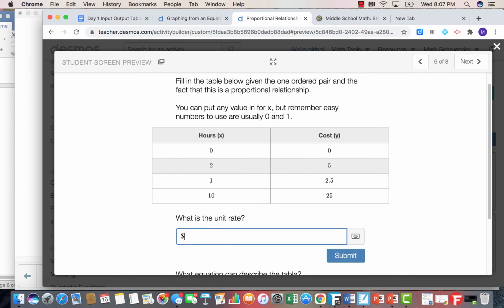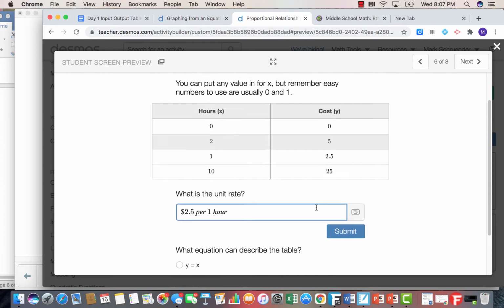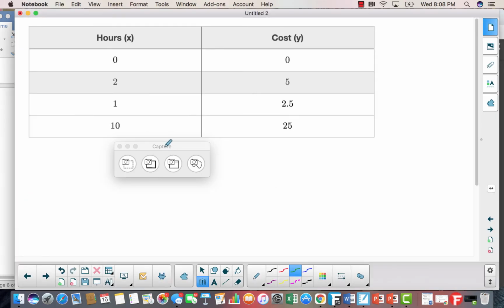Let me do the dollar sign. $2.50 per 1 hour. And what equation describes this situation? In other words, how do I get from hours to dollars? I've been saying it throughout. And let me go to the table here. So I really think using your notebook is going to be vital as far as showing this.